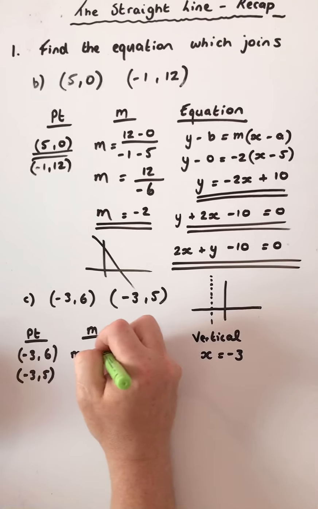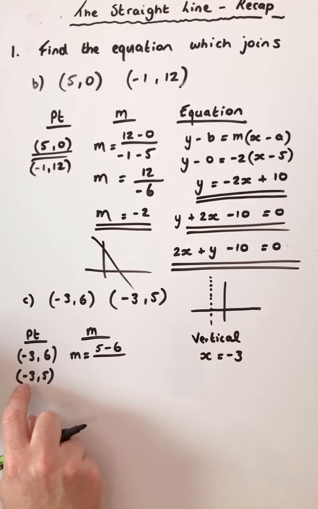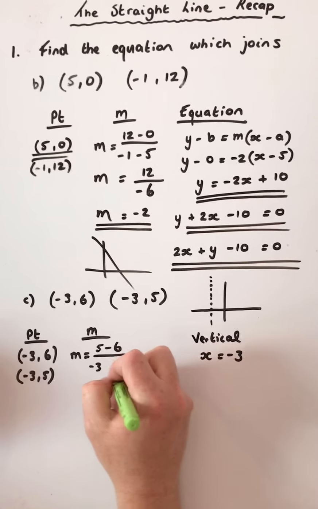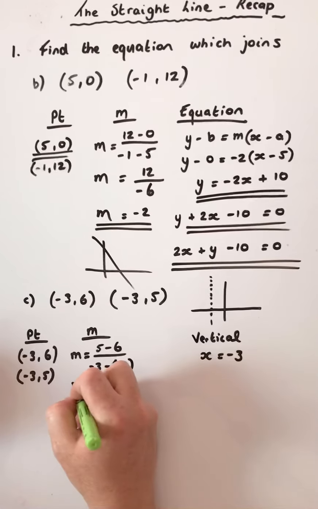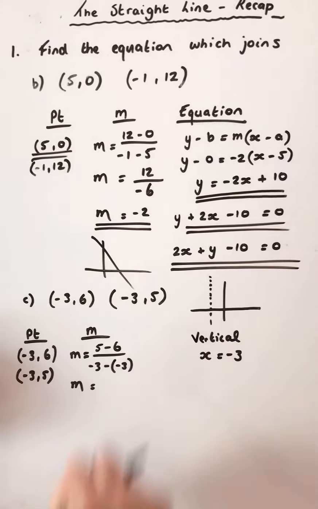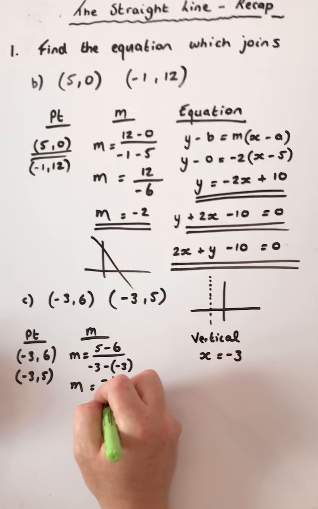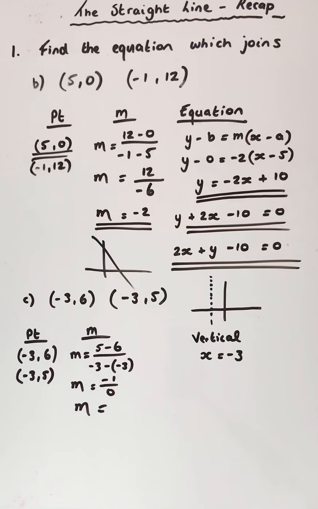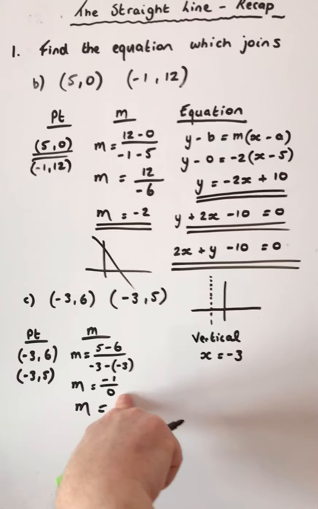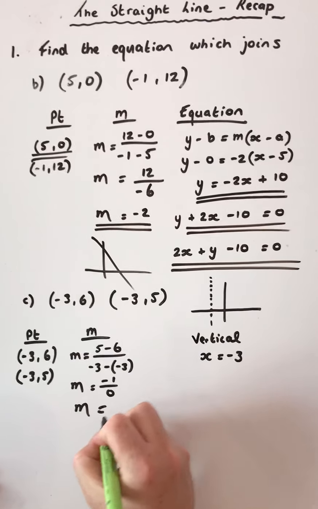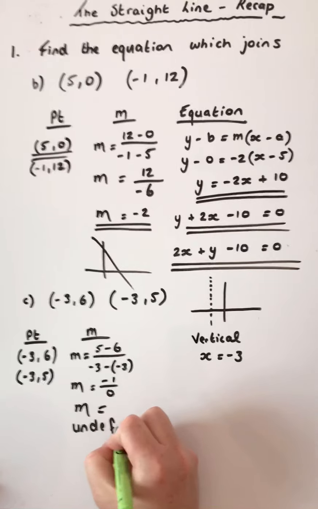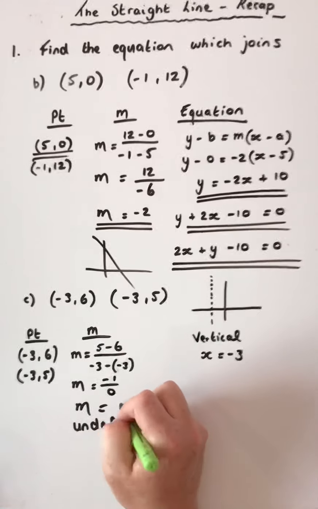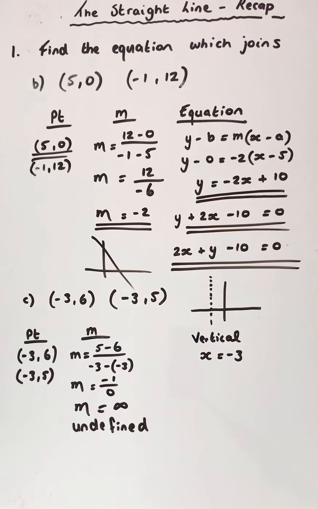So 5 minus 6, negative 3 minus negative 3. Right, negative 3 minus negative 3, but 0. 5 minus 6 is minus 1, so your gradient is, what's that going to be? It's going to be infinite. Can you divide by 0? Right, it's undefined. Okay, if you've done that in a calculator, math error, undefined.